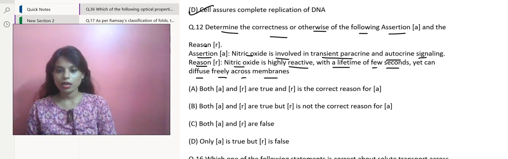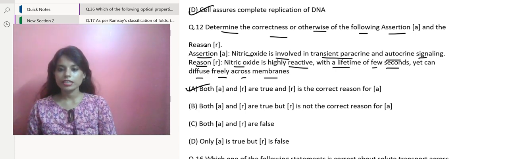Both are true, and reason is the correct explanation for assertion. That's the first point. I think the first one is going quite correctly. Both A and R are true. Yes, actually, whatever is written, it's true only. Nothing problematic. Let's go with option A. I don't think we should consider any other points over here. Go with option A. Both are true and the correct reason for A is also there.